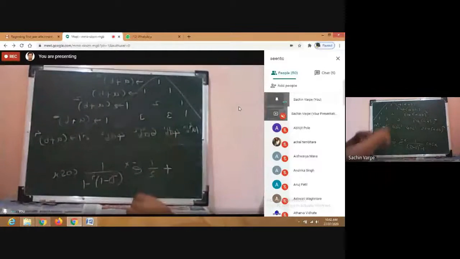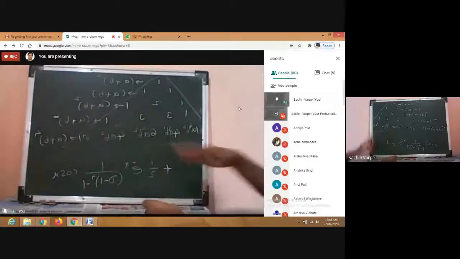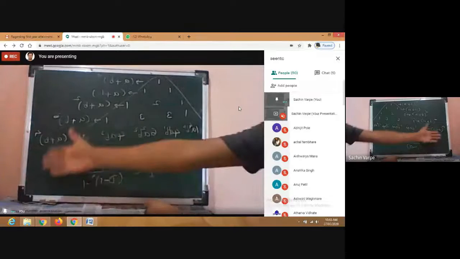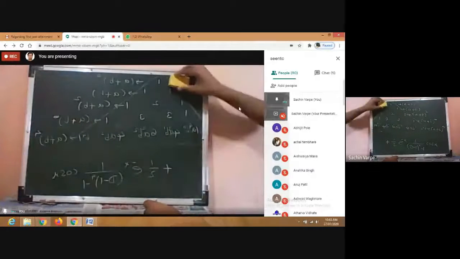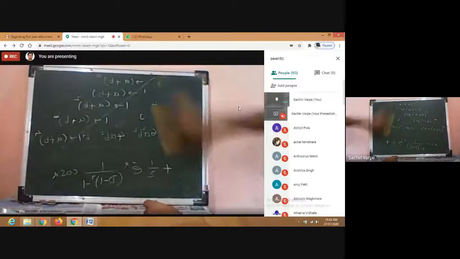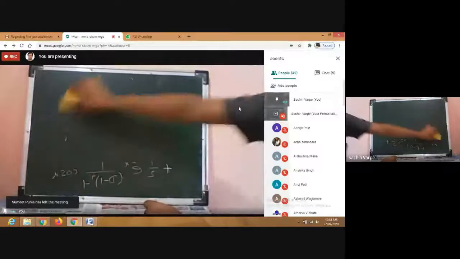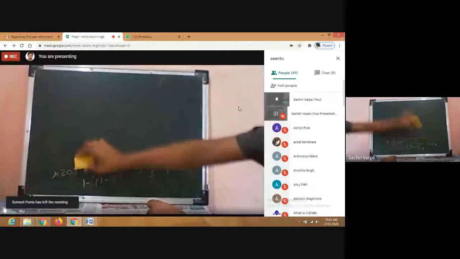The next will be (a plus b) raised to 5. So what are those? 1, 5, 10, 10, 5, and 1. Very simple. I hope it is clear. Pascal's triangle. Even we can make a mathematical model on this Pascal's triangle.